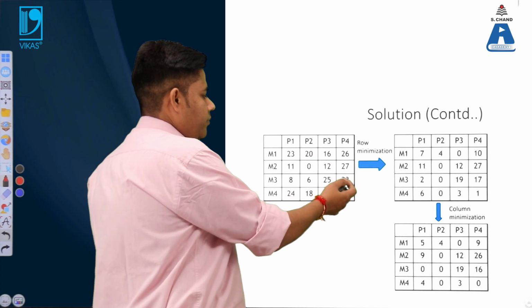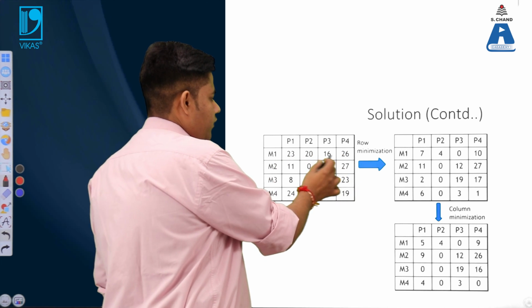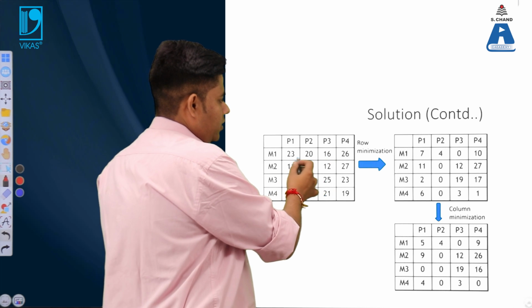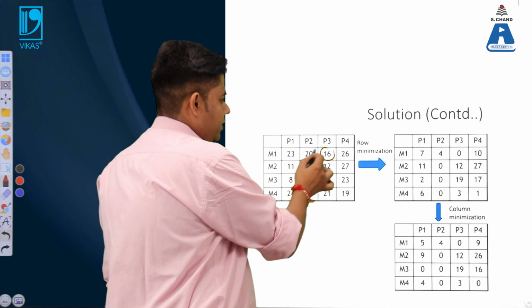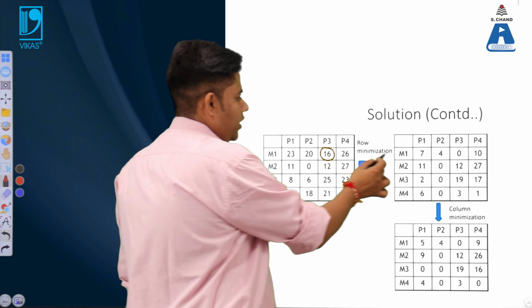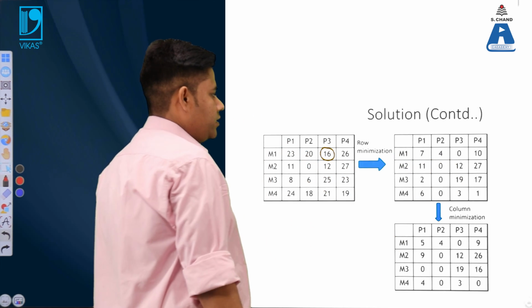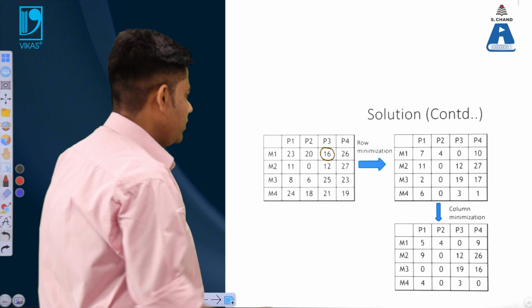The procedure is row minimization and column minimization. We will look for the minimum number in the first row, and the minimum number is 16. So, we will subtract 16 from all the elements. We will get the numbers. That means we will get 1 0 in the particular row.